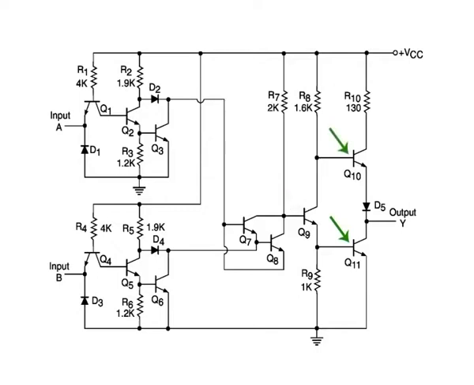output. When either of the inputs is high, either Q7 or Q8 conducts. Transistor Q7 conducts when the input B is high, and transistor Q8 conducts when the input A is high. Conducting Q7 or Q8 turns off Q9 and Q11 and turns on Q10, producing a high output. This explains how this circuit behaves as an XOR gate.